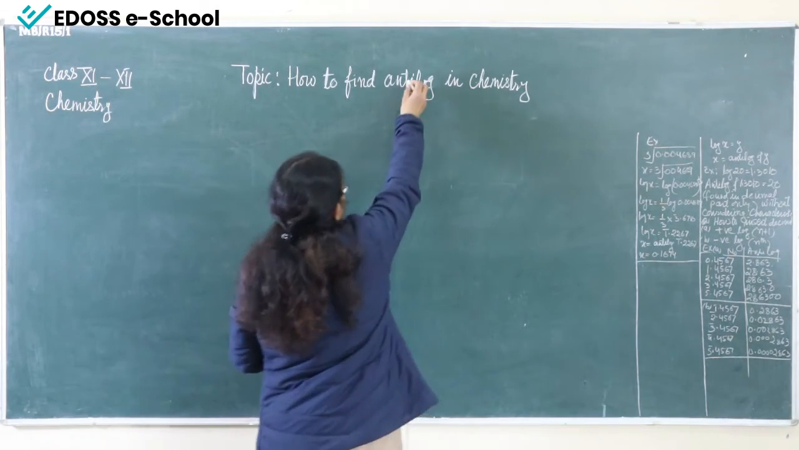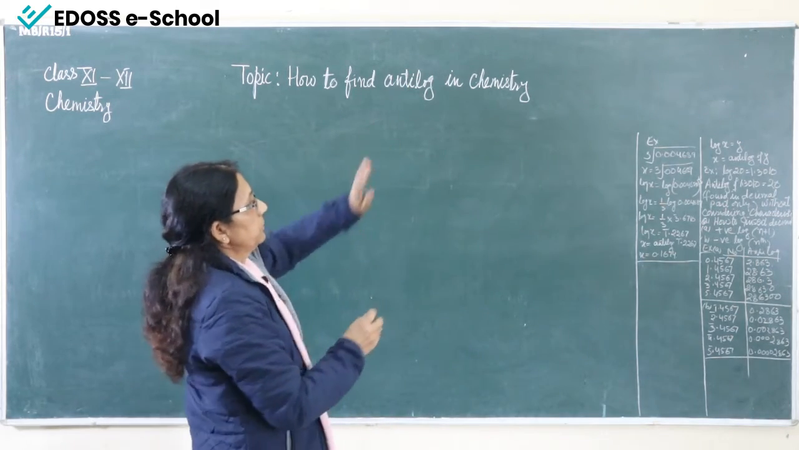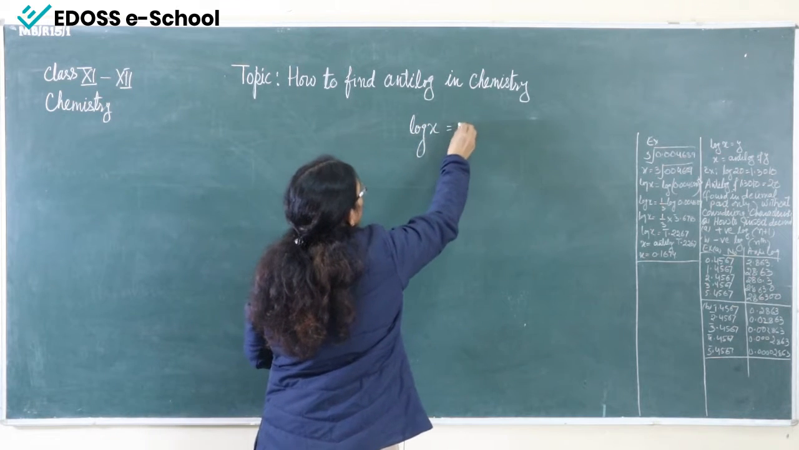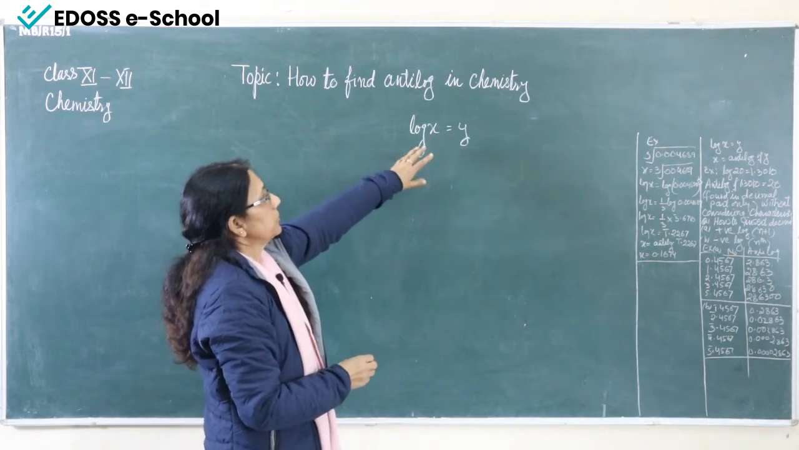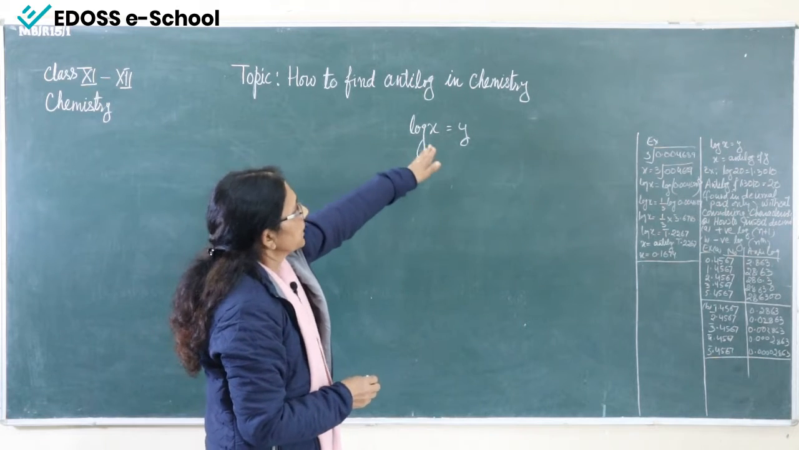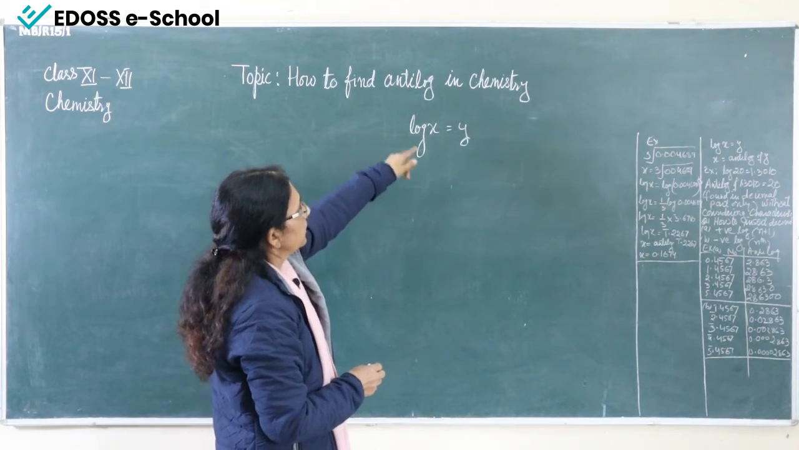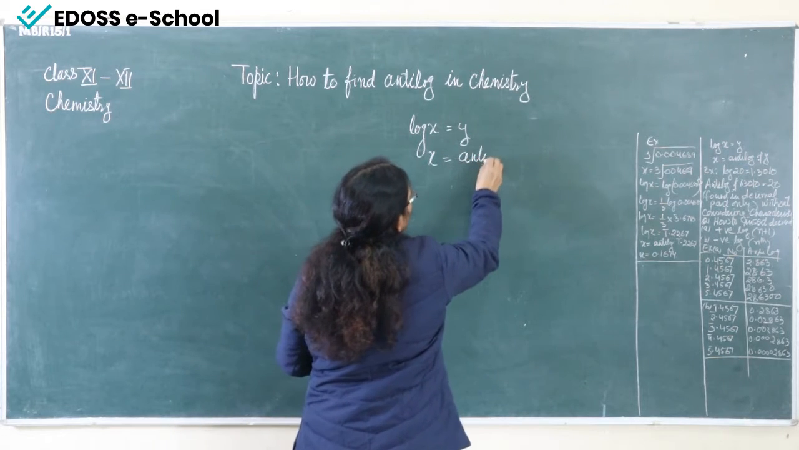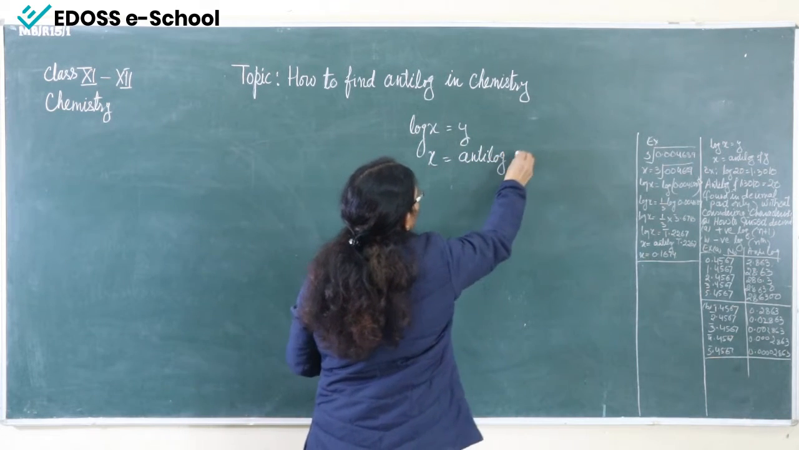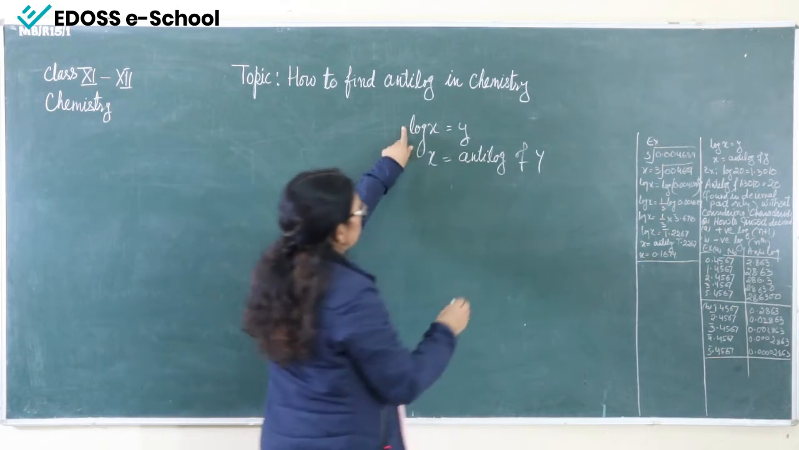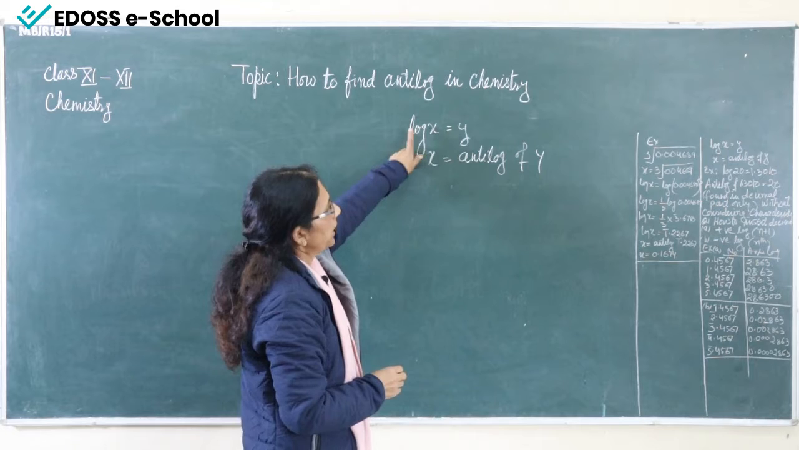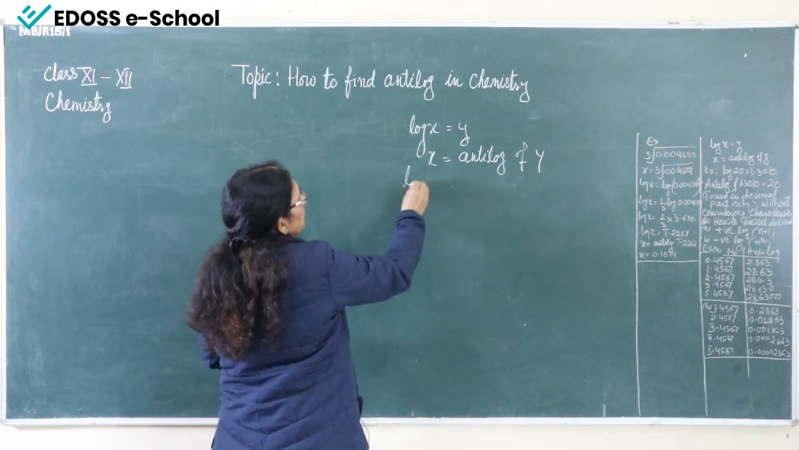So, first of all, we have to find antilog. Suppose this is log x, and the value of log x is equal to y. So what can we say? We can say that x will be equal to antilog of y.